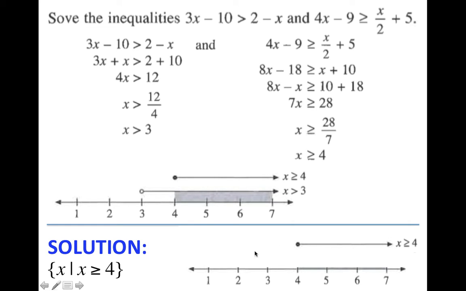Written in set notation, x such that x is greater than or equal to 4. Written in interval notation, from 4, inclusive with the square bracket, comma, infinity, round bracket. Infinity is not a number. We cannot include infinity.